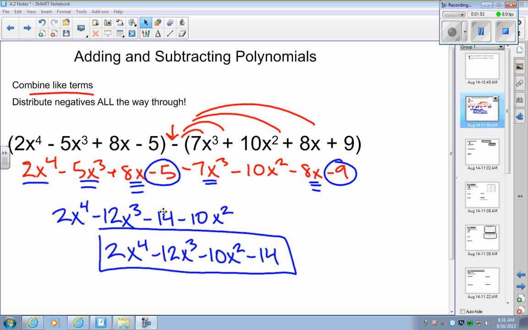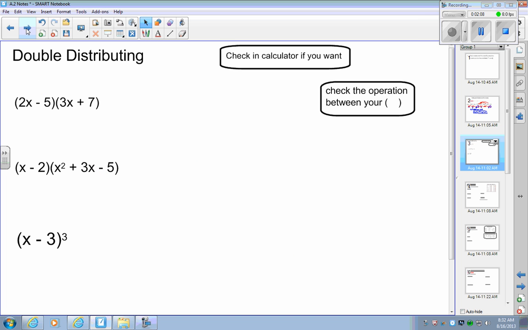So I copied all that down, combining the like terms, and then I noticed this minus 10x squared didn't have anything over here, so I threw it on the end, and then I just put it together into standard form, so decreasing order of your exponents.